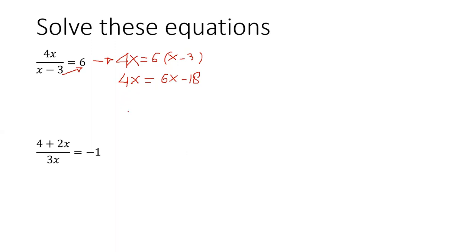Okay. Now, for x, this 6x from the second term gonna move to the first term. Positive 6x, if it moves to the left side, gonna be negative 6x. Okay, and negative 18 does not move, it means still negative 18 here. Now x minus 6x equal negative 2x equal negative 18.